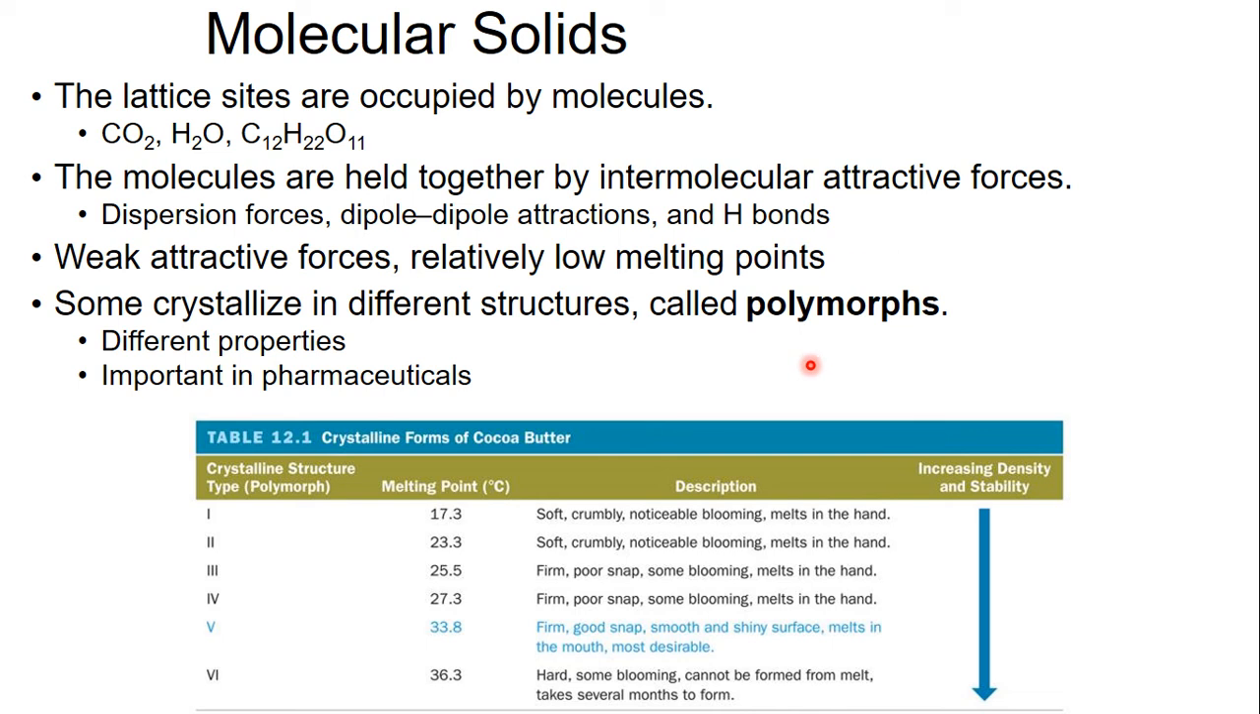And molecular solids can actually form crystals different ways. These different ways of forming crystals are called polymorphs. And these polymorphs can have different properties. This is very important when it comes to pharmaceuticals, as different drugs can have different properties based on the crystal structure they're in. The example we have here is cocoa butter, where we have 6 different types of cocoa butter that can form. And based on how they crystallize, you can have different melting points and different textures of your cocoa butter.